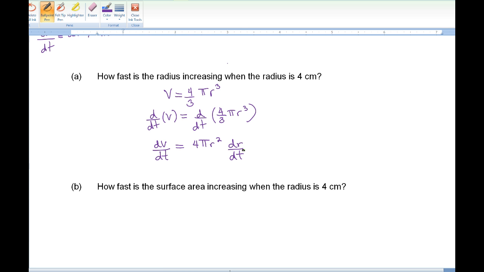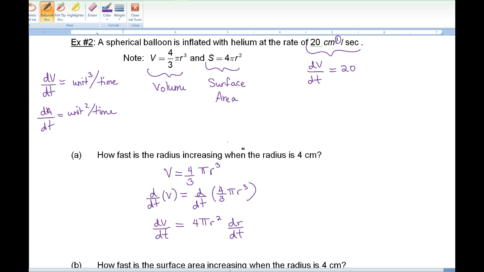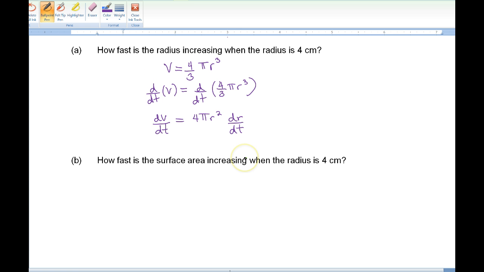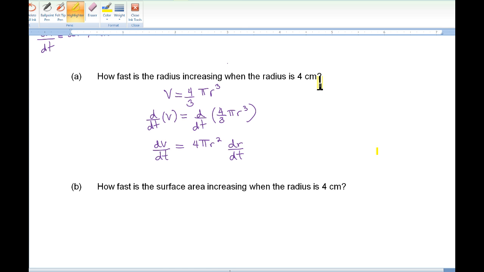We just talked about what these were, in terms of recognition: whether you need to use the volume or the surface area. In part A, because we were provided with dV/dt, that's what we started with. So I can't use the surface area formula when I was provided with the change in volume. But what if I gave you the change in the surface area? Then we would go with that problem.